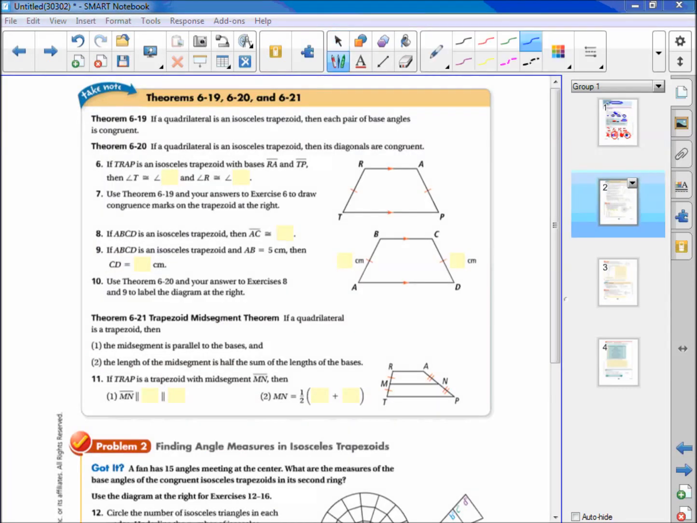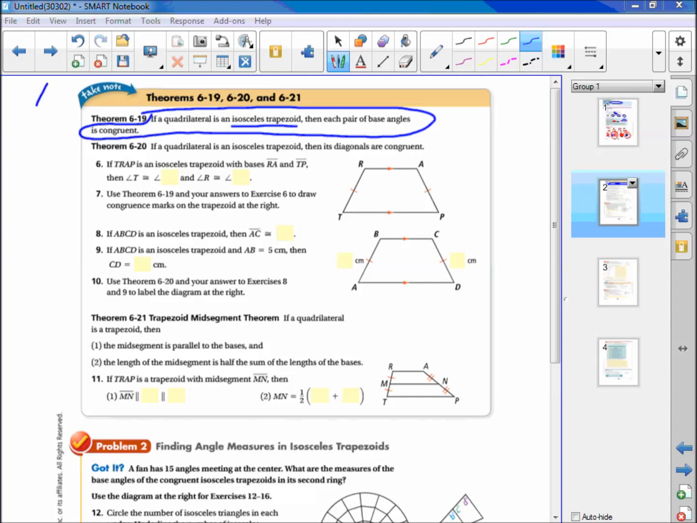Okay, on our second page, we have another set of theorems about trapezoids this time. If a quadrilateral is an isosceles trapezoid, then each pair of base angles is congruent. So that's our first theorem. And we need to talk about what an isosceles trapezoid is.